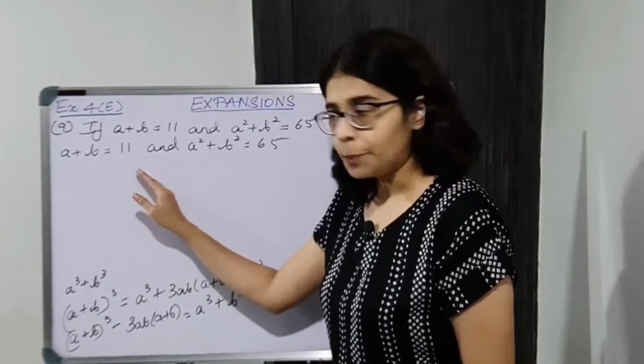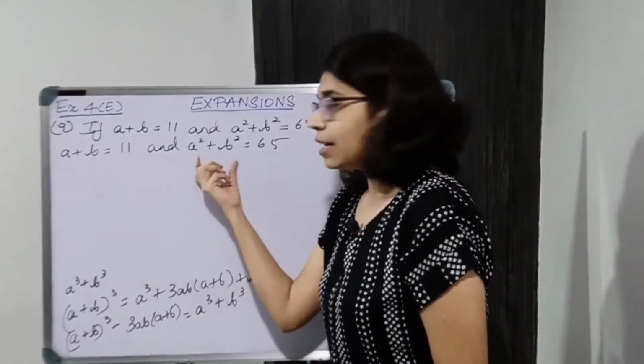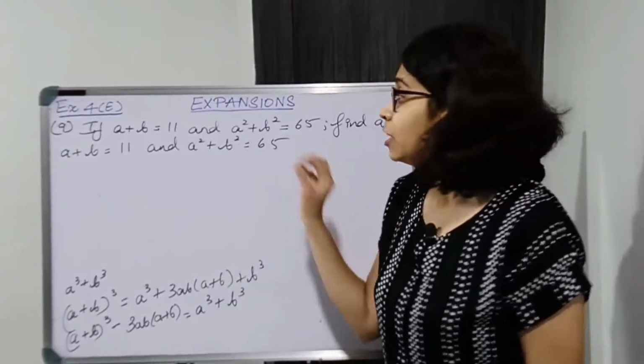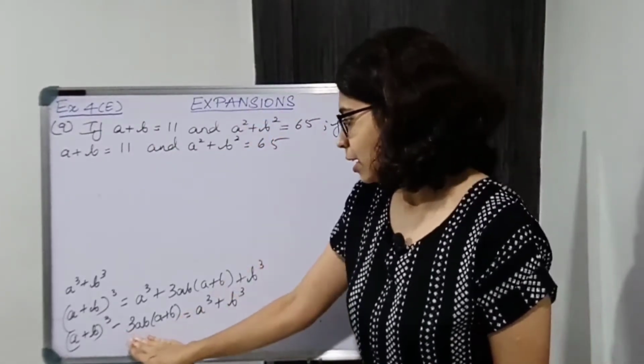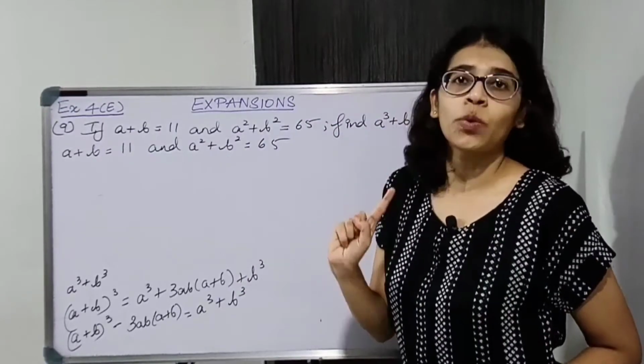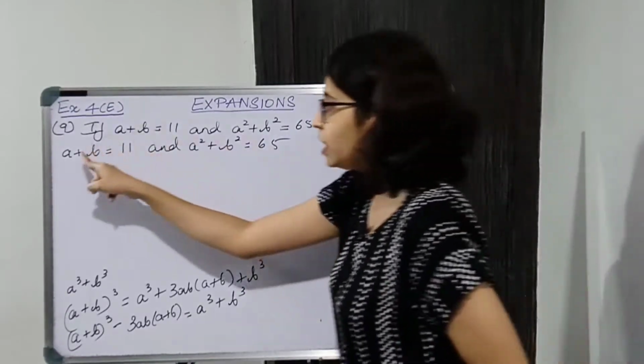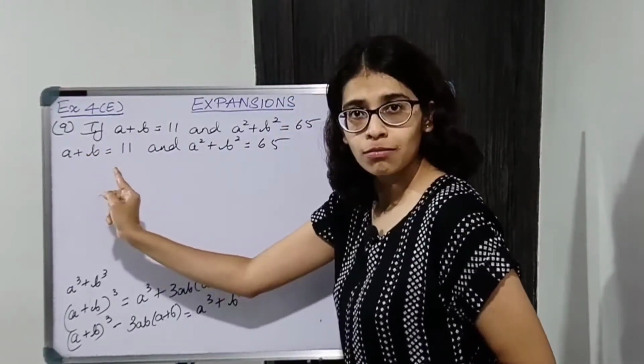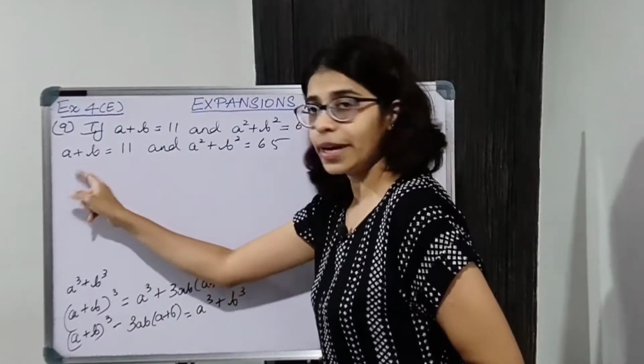So now a plus b and a square plus b square is given to us. So we'll utilize this to find ab. Now there is a plus b and over here a square plus b square. So what we'll do, we'll square this also.